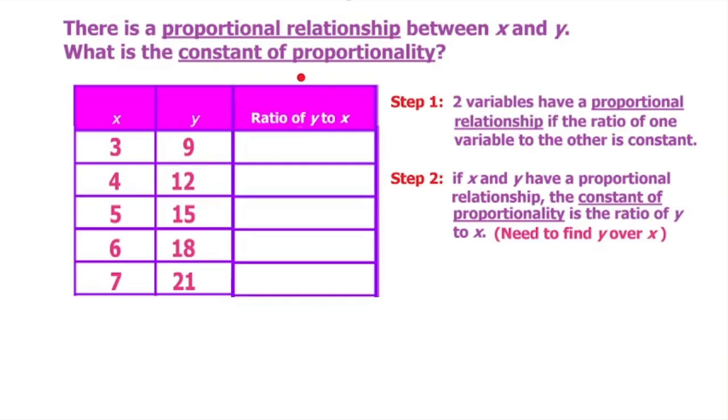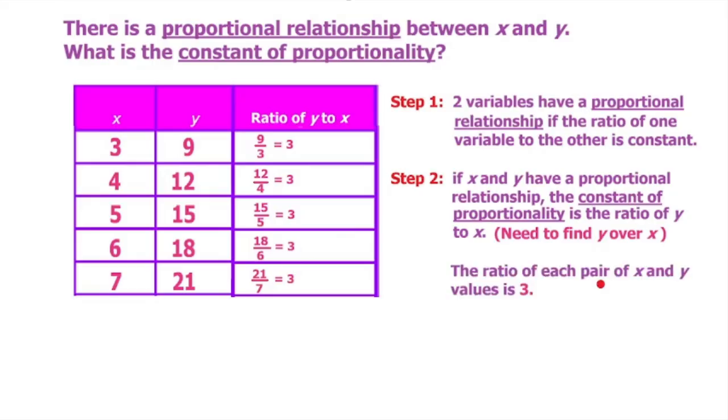The ratio of y to x. So let's fill in this table. So y over x, 9 over 3 equals 3. And y over x for this is 12 over 4, which also equals 3. And you just keep going. 15 over 5 equals 3. For this one, it's going to be 18 over 6, which also equals 3. And then we have 21 over 7, which equals 3.